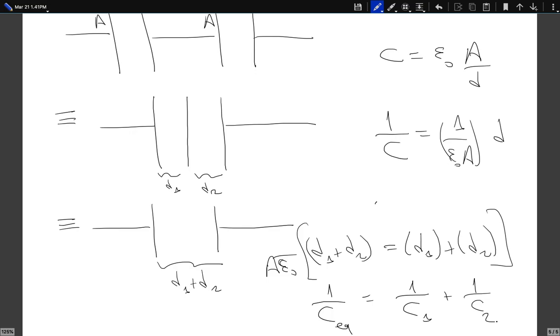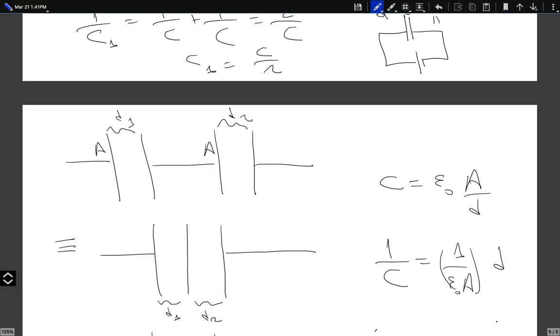So when we connect them in series, we are basically adding their separation. When we are connecting them in parallel, we are basically adding the areas, because we are connecting the areas together by wires. Here we are connecting the whole separation by a wire.